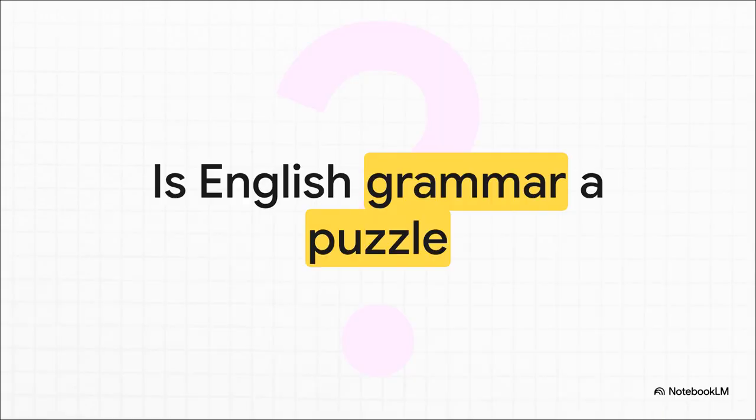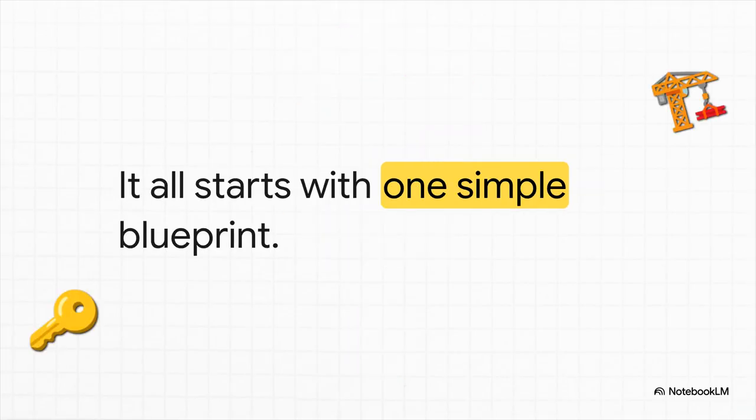So, is English grammar just a big confusing puzzle? I think a lot of us feel that way. You know, all these weird rules and exceptions. But here's the thing. It's not so much a puzzle as it is a system. Think of it more like a beautifully designed machine where all the parts just click together. The real goal isn't just to memorize rules, it's to actually understand how that machine works. And that right there is the key.